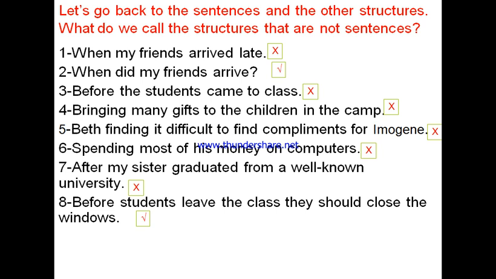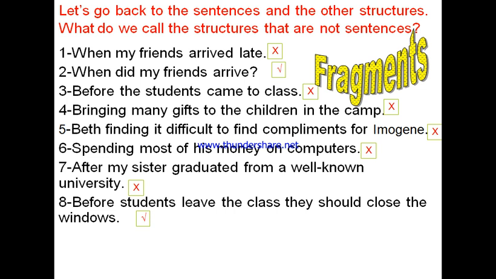Now let's look at the structures that are incomplete sentences. What do we call these? In English, these are referred to as fragments. By definition, a fragment is a sentence that has an incomplete verb. So we can't call it a sentence. It pretends to be a sentence.